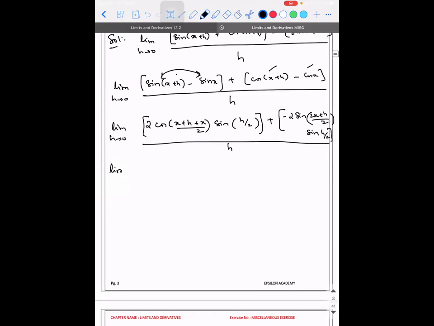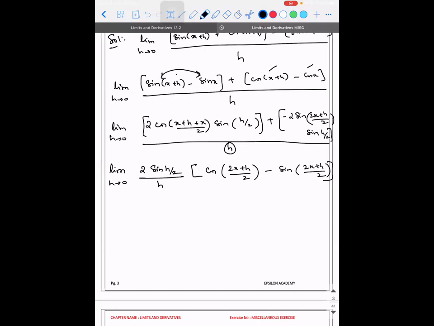Now see. Limit h tends to 0. What is common in both? 2 sine h by 2 I can take out common. This h I am combining with the sine h by 2, into what is left out: cos of (2x plus h) by 2 minus sine of (2x plus h) by 2. Am I clear, guys?